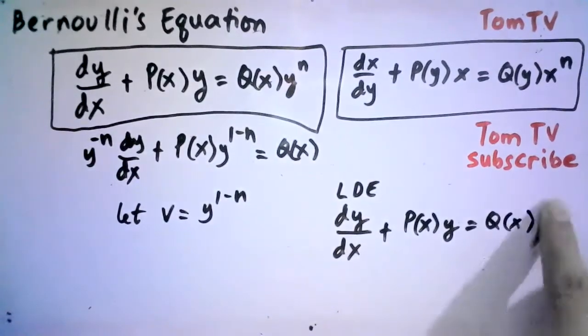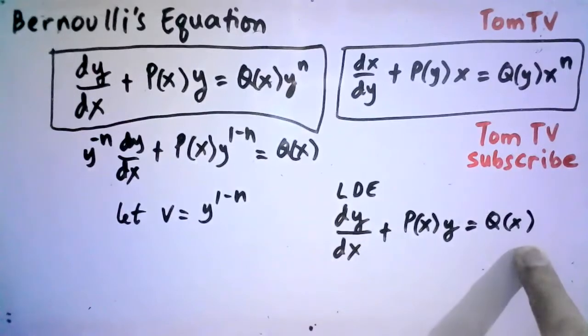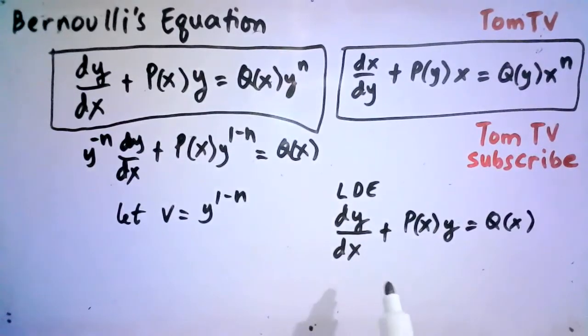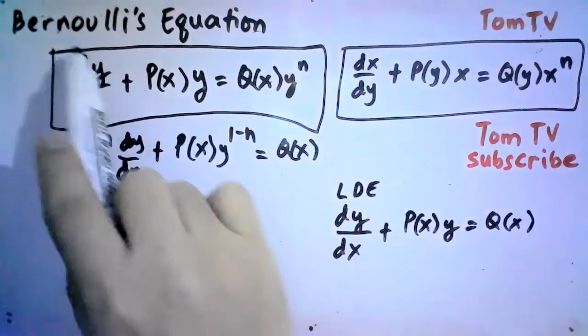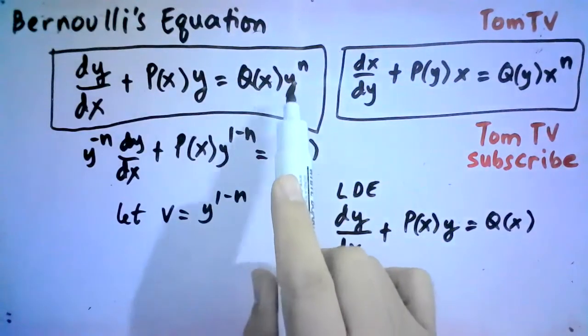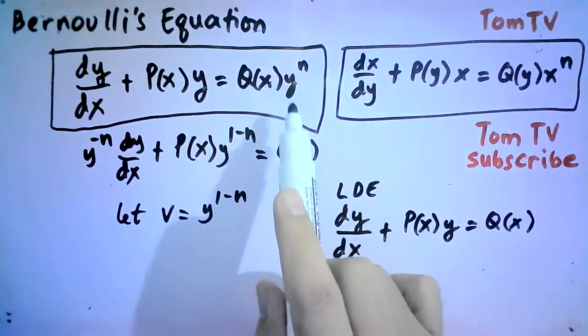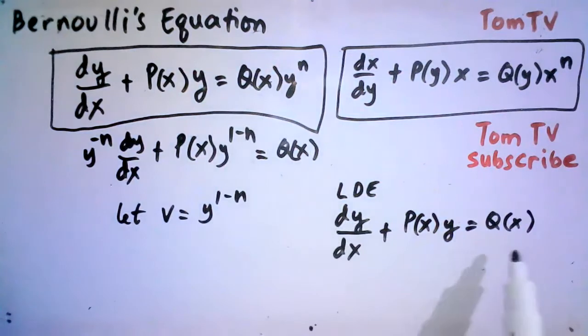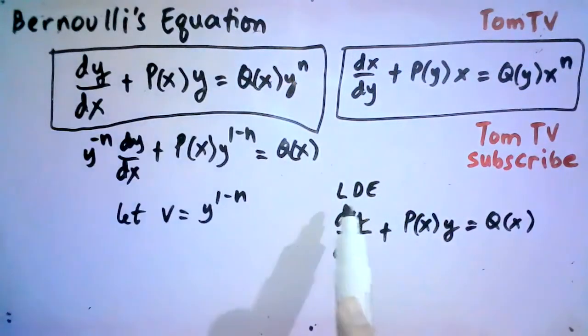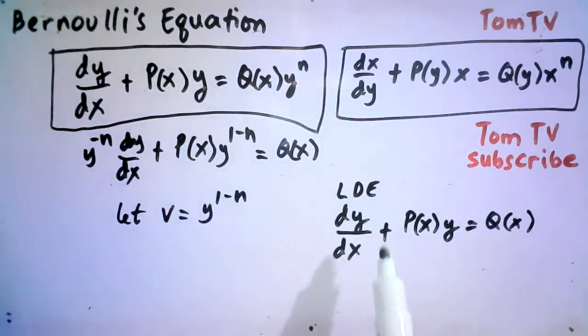I mean, for q of x, we do not have y to the n. This is our standard format in a linear differential equation. So the difference in a Bernoulli's equation is that we have y raised to n, so you have another factor after q of x. In LDE, you have only q of x. So these are the differences between the Bernoulli's equation and the linear differential equation.